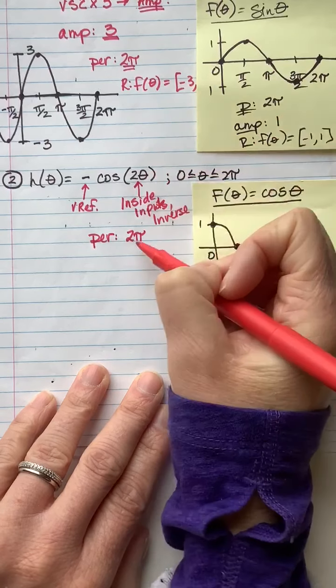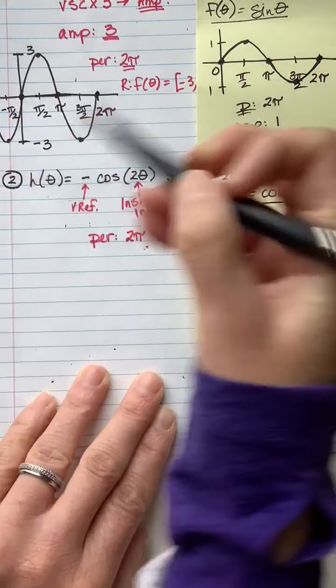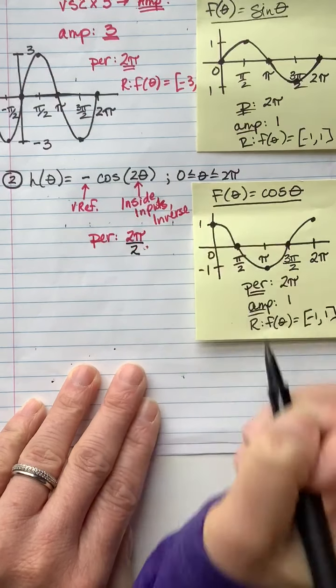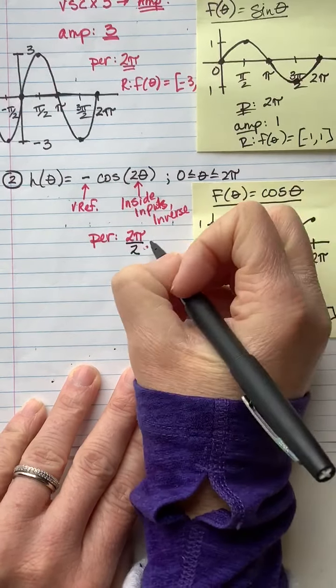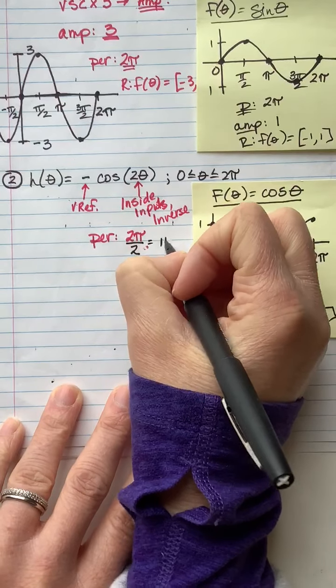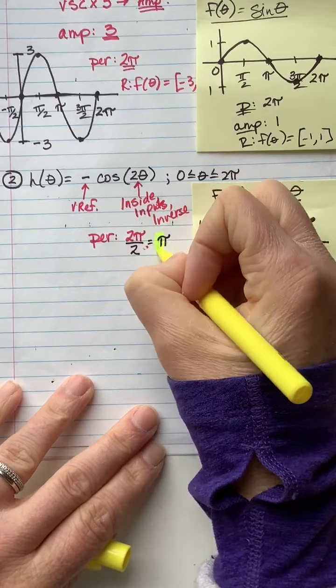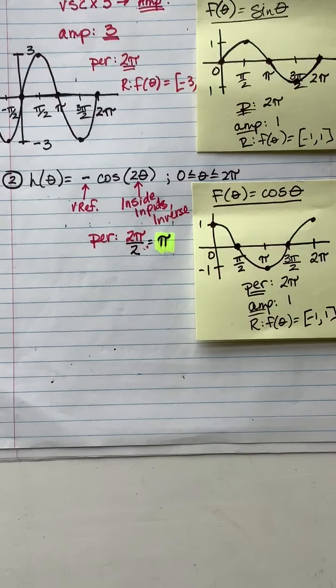And now instead of unfolding in 2 pi, the inverse of multiply is divide. I'm going to divide that by 2. So my new period is going to be pi. So the entire thing is going to unfold in a period of pi. It's going to be unfolding a lot quicker than usual.